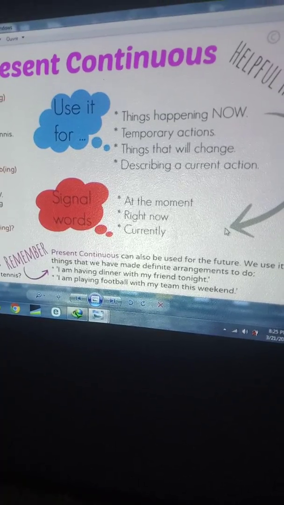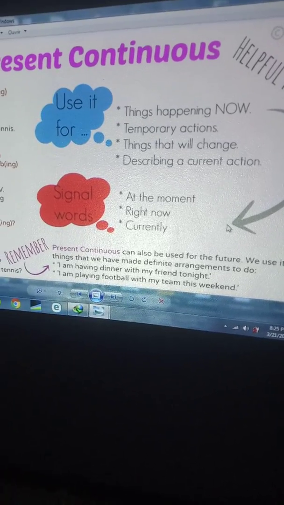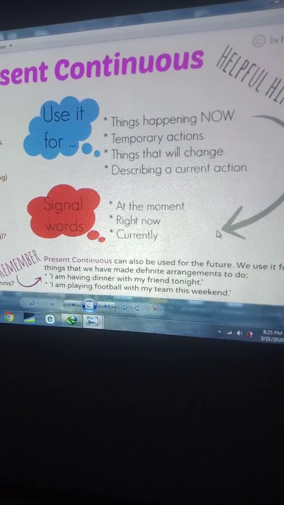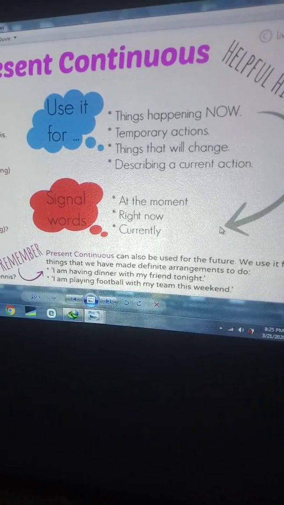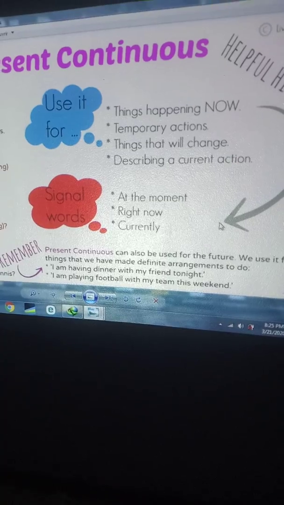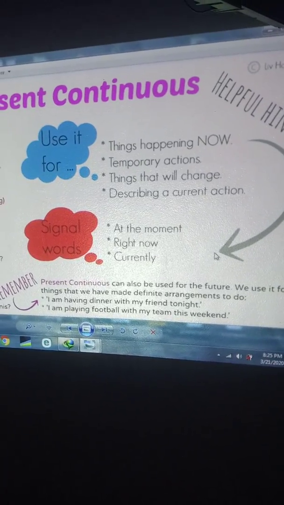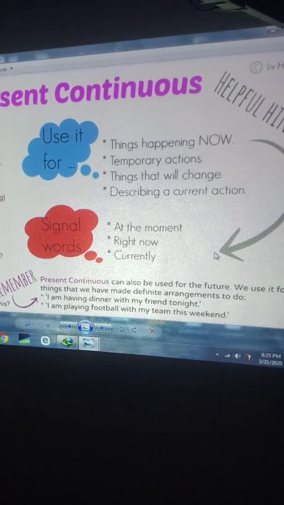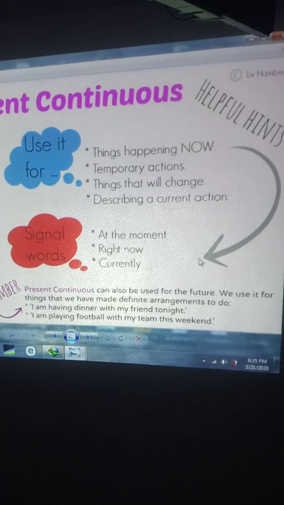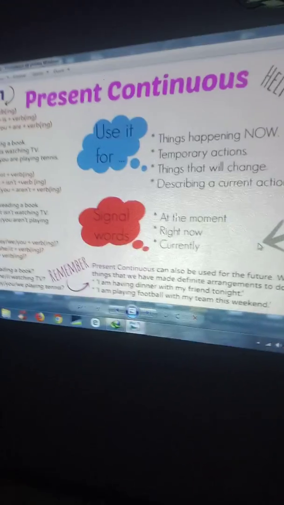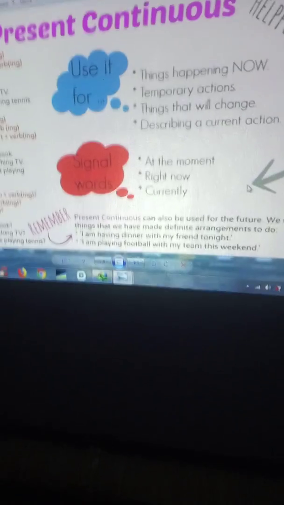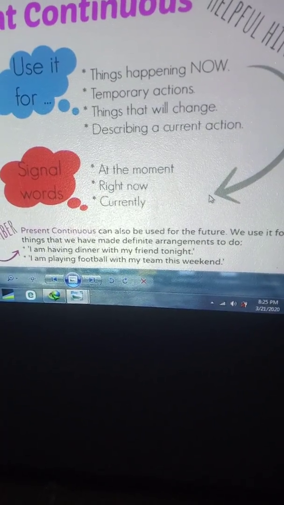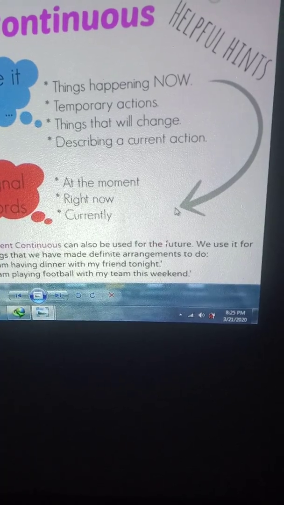Or we can use other signal words like look, your friend is talking. Listen, I am explaining. So these signal words, when you see them, you know that in the sentence you have the present continuous. But you have to remember that the present continuous can also be used for the future.